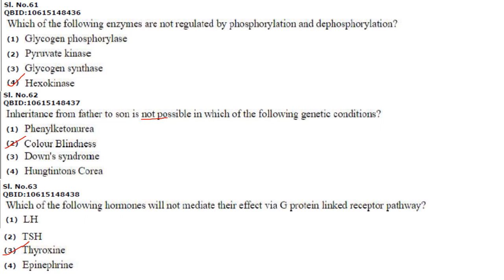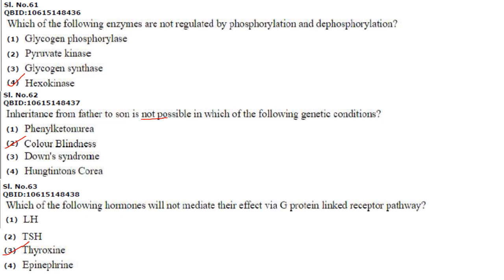Then next one, inheritance from father to son is not possible in which of the following genetic conditions? So phenylketonuria, color blindness, Down syndrome, Huntington's chorea. All of these are autosomally transmitted, whereas color blindness is an X-linked inheritance, and in X-linked inheritance there is no male to male transmission. So from father to son is not possible. So the answer here is option 2, color blindness.